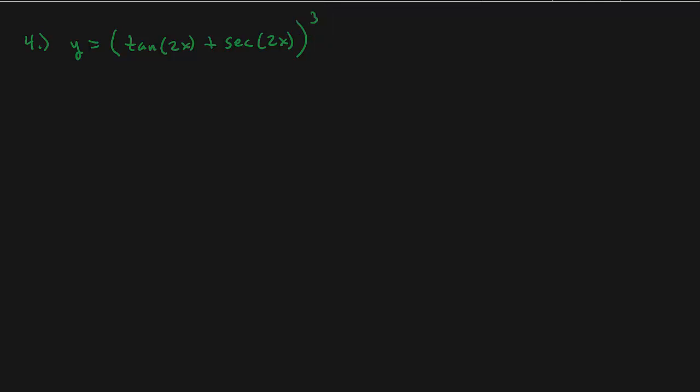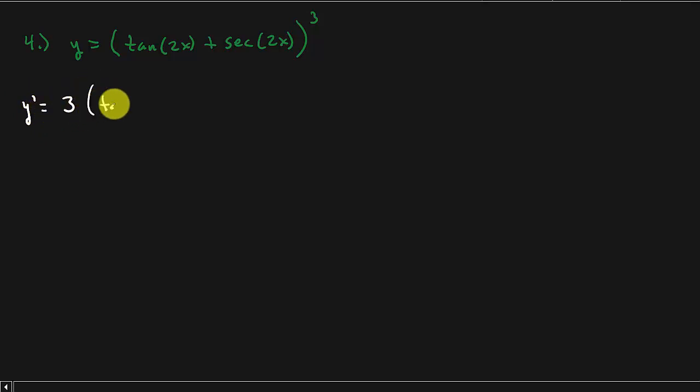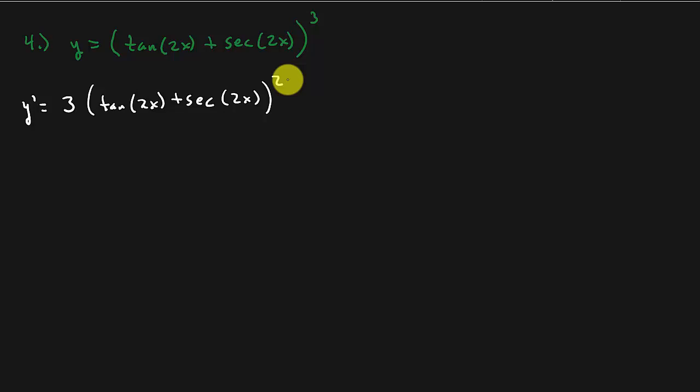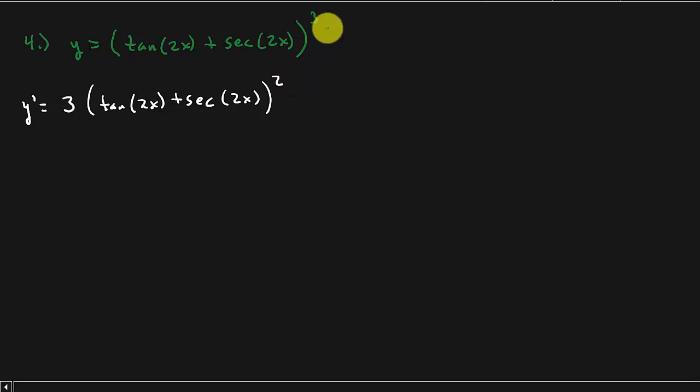All right. So let's see about working this one. So I've got something in parentheses raised to a power. That's chain rule right there. And so I get y prime is 3 times tangent 2x plus secant 2x squared. All right. Now, chain rule. Exponent comes down. Subtract 1 from the exponent. Times what? Times the derivative of what's inside the parentheses.